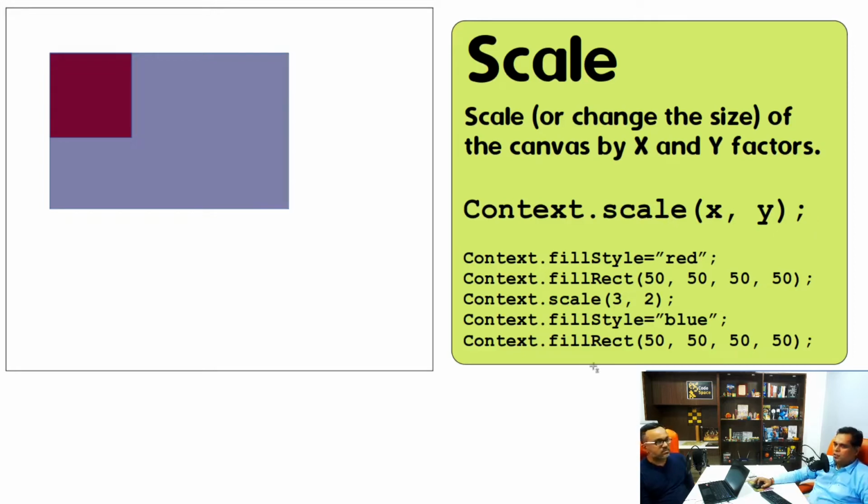I have a code snippet over here, and let's say I draw a red rectangle, starting from 50, 50, of size 50, 50. And then I scale the canvas by 3 and 2, and then I draw a blue rectangle. I've made the blue rectangle a little bit transparent. What will happen is that the canvas gets scaled 3 times wide and 2 times by height, which is what you see happening to the blue rectangle. Pretty easy to understand.